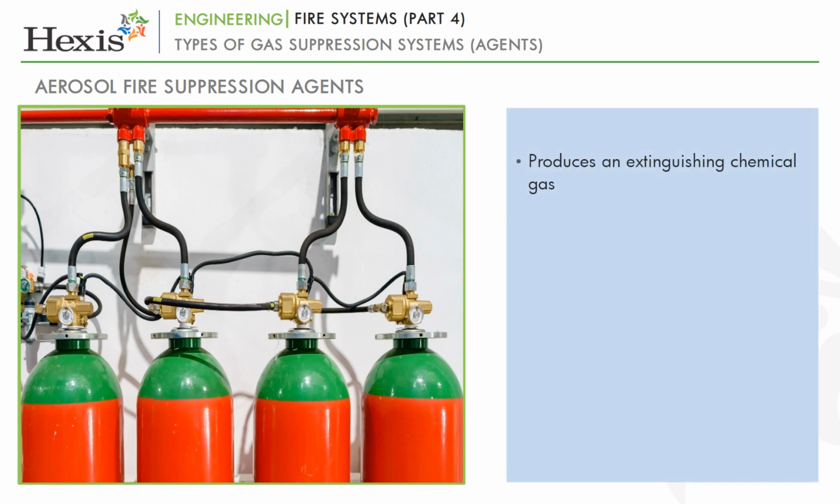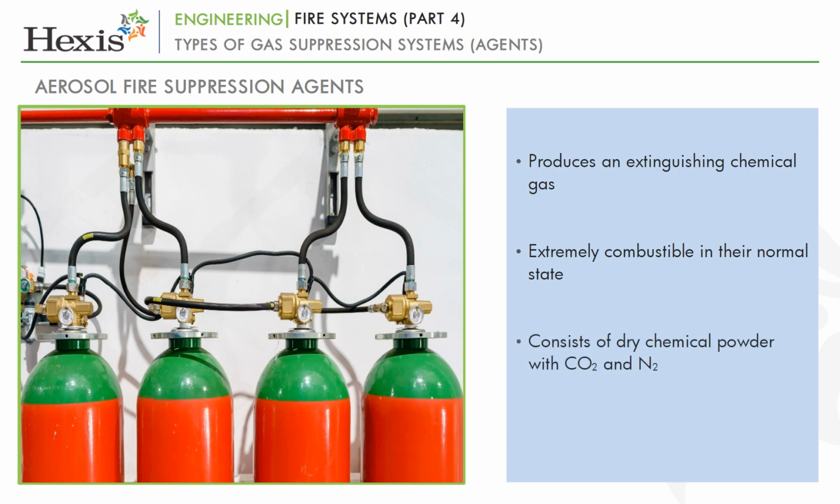Lastly, let's look at aerosol fire suppression agents. Aerosol fire suppression agents are those that produce an extinguishing chemical gas by themselves undergoing a combustion process. The extinguishing agent produced is chemically incompatible with humans. It should be noted that these agents are very combustible in their normal state and, when involved in fire, increase its intensity. It should also be noted that the products of aerosol generation are a dry chemical powder along with CO2 and N2, which are very hot when discharged from the generator canister. An example of this agent is Pyrogen and the like.